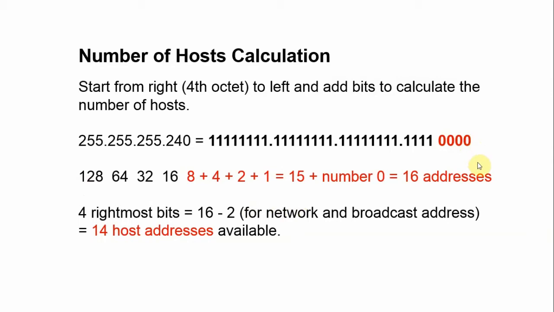Not the actual value of 15, but I want to know the number. So if I go 1, 2, 4, and 8, that gives me 15 possible addresses, and then the number 0, that's 16. So 16 possible addresses I can get as I start flipping these bits between 1s and 0s. So that's 16 minus 2, the network and broadcast address, will give me 14 host addresses available.